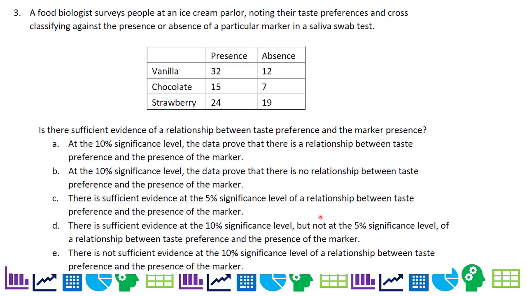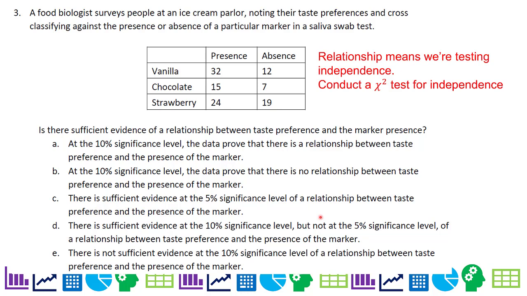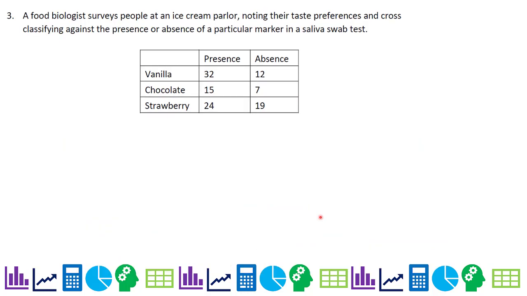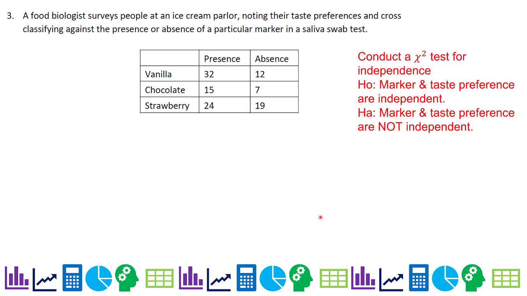Number 3, a food biologist surveys people at an ice cream parlor, noting their taste preferences and cross-classifying against the presence or absence of a particular marker in a saliva swab test. So relationships means we're testing independence. We're going to conduct a chi-square test for independence. So I'll need some space. And to conduct it, first of all, we have our null hypothesis and alternate. That is that the marker and taste preference are independent. And then the alternate is, oh, they're not independent.